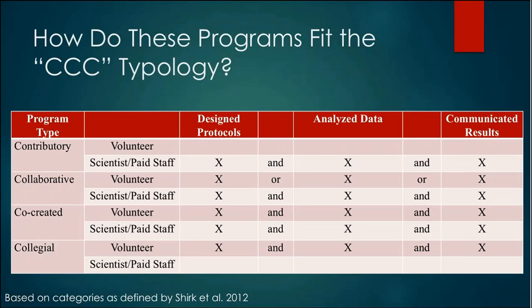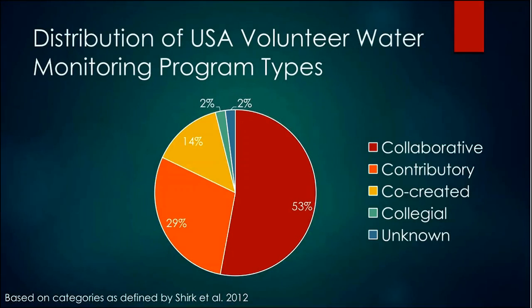For collaborative programs, the volunteers might have another role besides data collection, whether that be designing protocols, analyzing data, or communicating results. And then the paid staff would have all of those roles still. For co-created programs, volunteers and staff have all of these roles, designing protocols, analyzing data, communicating results. And then the collegial programs are those that are led by the volunteers, and then scientists and paid staff are not playing these roles.